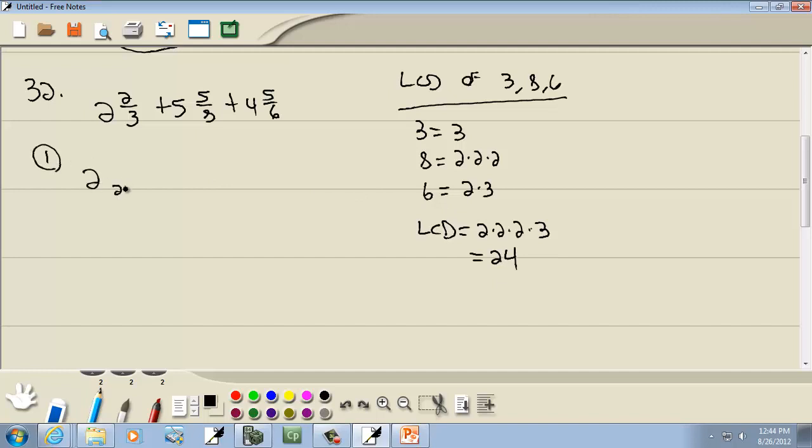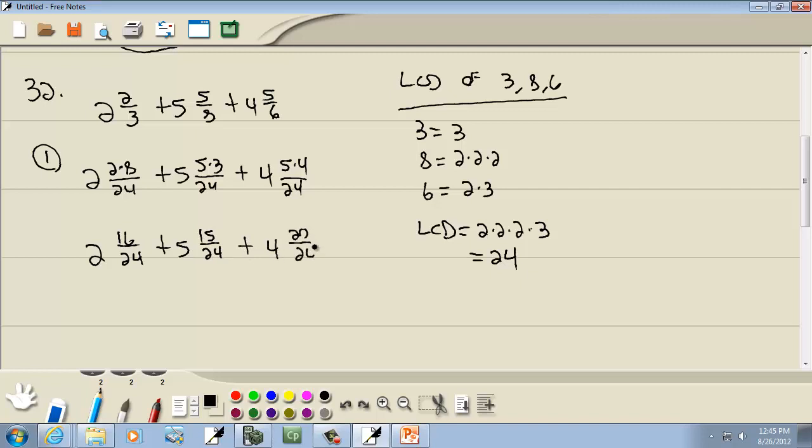And we're going to rewrite each of the fractions with that new denominator. Now our first fraction here, we had 3 as a denominator. We multiplied it by 8, so we have to multiply the top part by 8. So 2 times 8. Our second fraction, we had 8. We multiplied it by 3 to get our new denominator, so we have to multiply the top part by 3. So 5 times 3. And our third one, we multiplied the bottom part by 4, so we have to multiply the top part by 4. So this gives us 2 16/24 plus 5 and 15/24 plus 4 and 20/24.